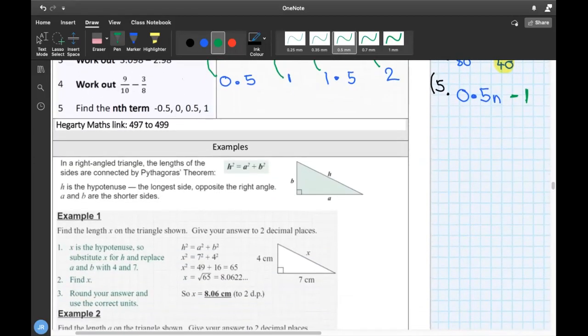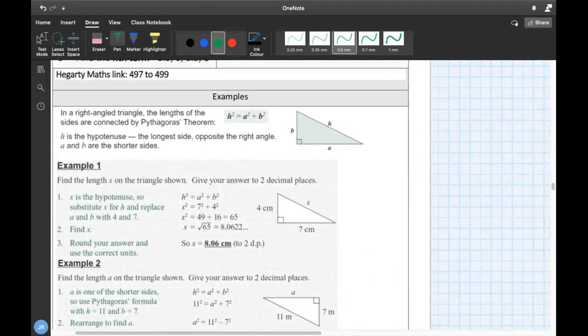Okay, let's have a look at our examples now. So today's lesson is all about Pythagoras' theorem. Pythagoras was not just a theorem, he was a very, very interesting person. He was alive around 2,500 years ago, so it was a very different world that he was living in.